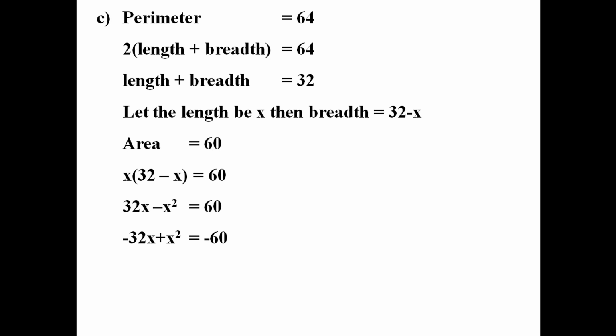Now, let me write the term containing x square at first. So I can write it as x square minus 32x equals minus 60. Now let me use the completing square method. Here the coefficient of x is minus 32. Let me take only 32 because when we take the square it becomes positive always. So the half is 16 and the square is 16 square. So let me add 16 square on both sides to make it a perfect square.